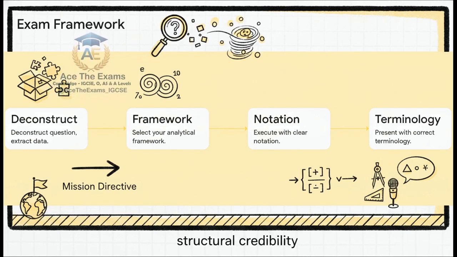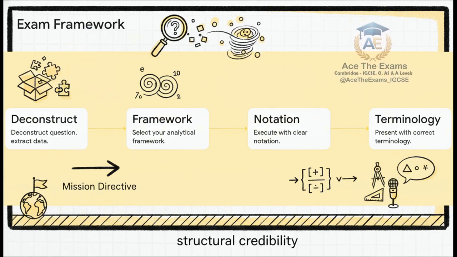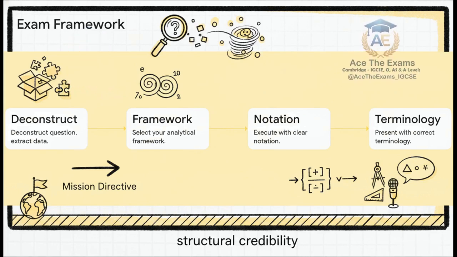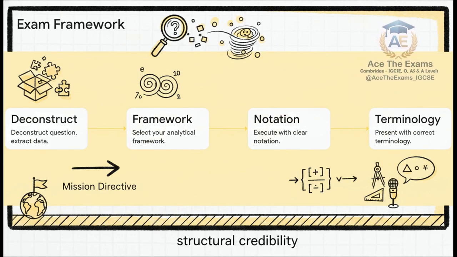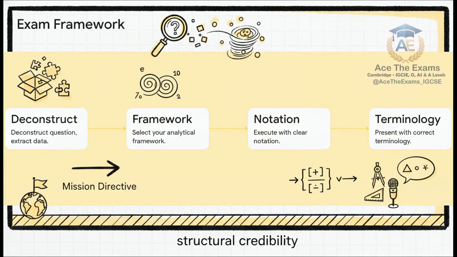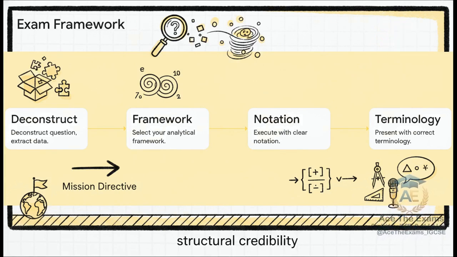We have to treat the exam prompt like a physical mission. Step 1, deconstruct the question to identify the key deliverables. Step 2, extract the critical data points. Step 3, select your analytical framework. This means mathematically deciding on the spot if you're applying natural logarithms, ln, or base 10 logs, which completely depends on whether your given equation uses Euler's number e or other constants.